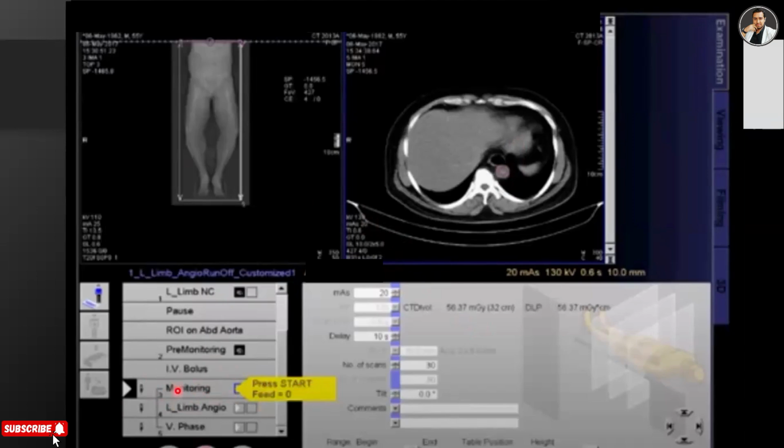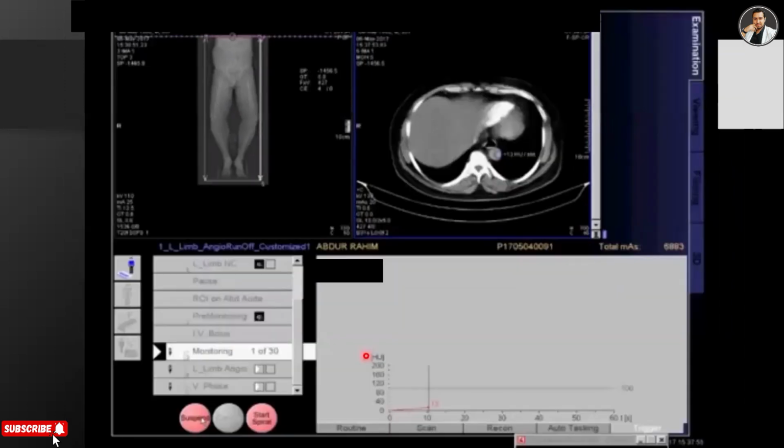After monitoring, there are the lower limbs, NGO, and then the bench press. So two scans will be done. One is the arterial phase and the other is the bench press. After pressing the Start button, monitoring has started. Contrast is starting to appear.